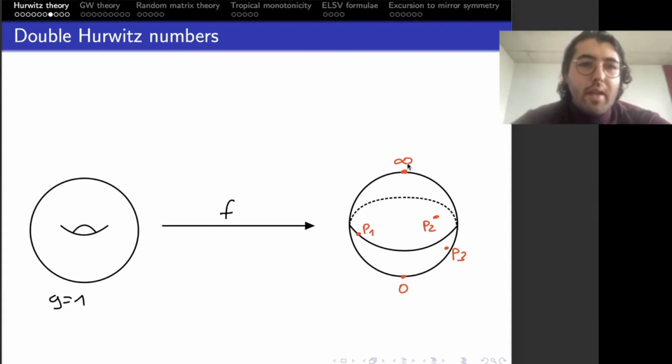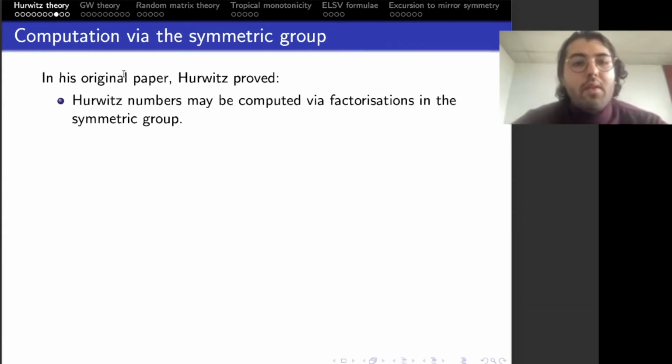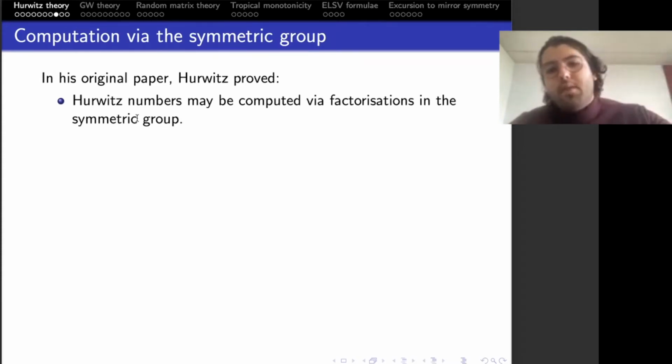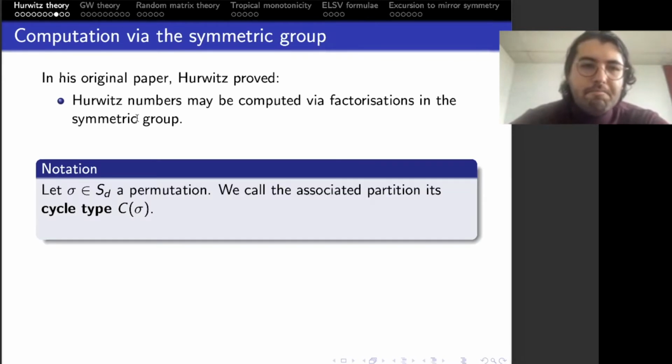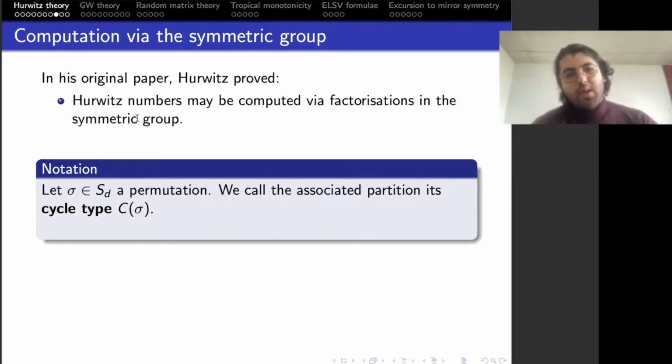This is a question Adolf Hurwitz addressed in his original work in the 1890s. Namely, what Hurwitz observed is the following. In his original paper, Hurwitz proved that Hurwitz numbers may be computed via factorizations in the symmetric group. So he proved that if I take such a map, I get a certain factorization in the symmetric group, and vice versa. And this actually proved that this is always a finite number. I want to show how this works for double Hurwitz numbers. In order to show this, I briefly have to introduce some notation. So let sigma be a permutation in S.